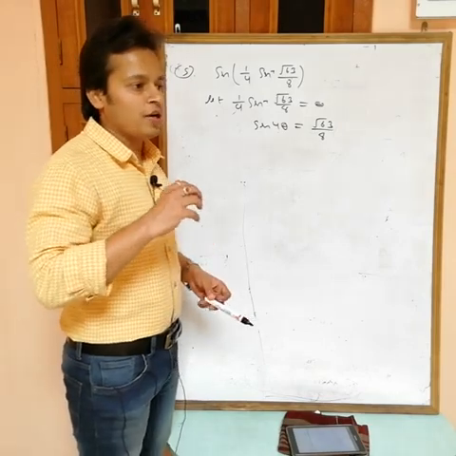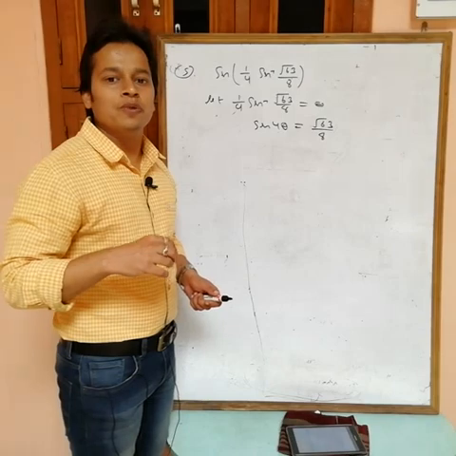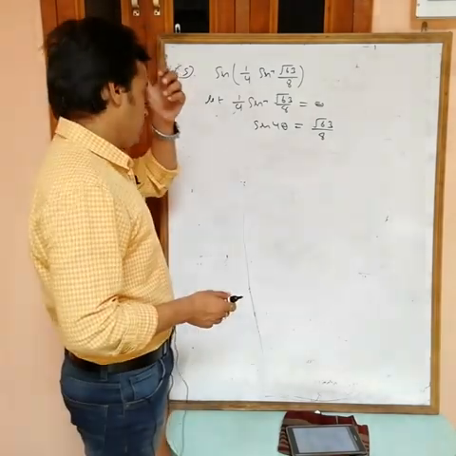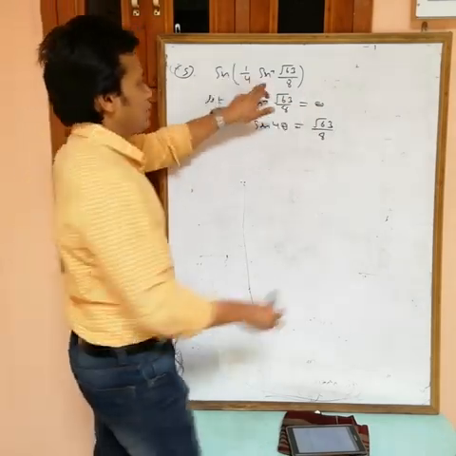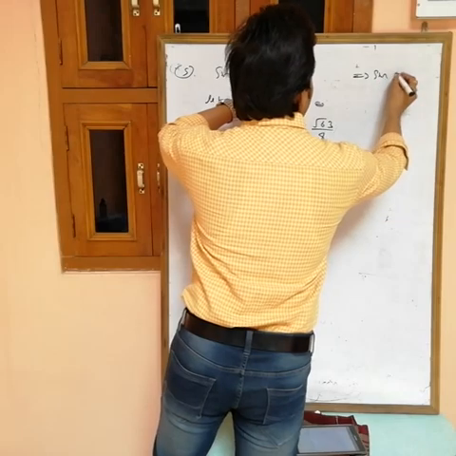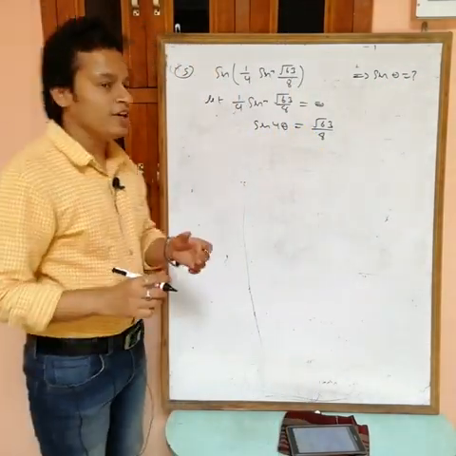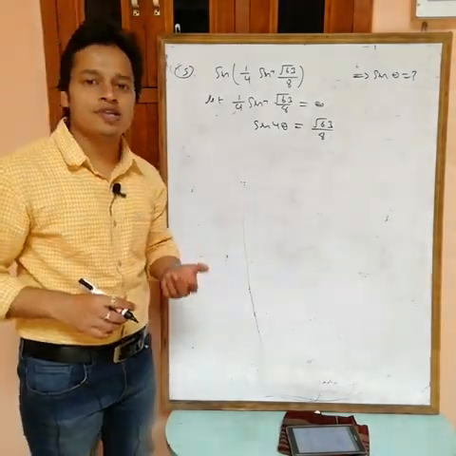Anytime you get sine square theta equals 1 by 4, then sine theta equals plus minus 1 by 2, but here you can't take minus 1 by 2. Now I am assuming this equals theta, and we want sine theta. To get the value of sine theta, first find the value of cos 2 theta. Then I can convert cos 2 theta in terms of sine theta directly.